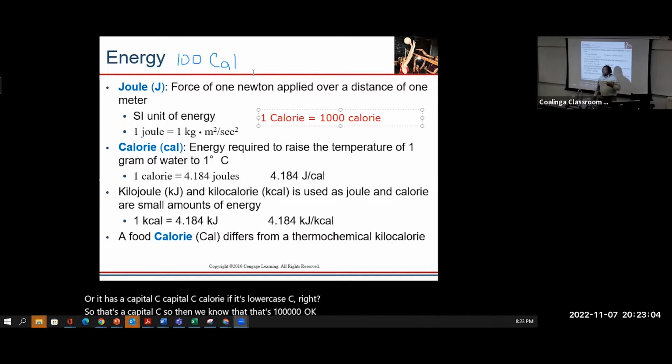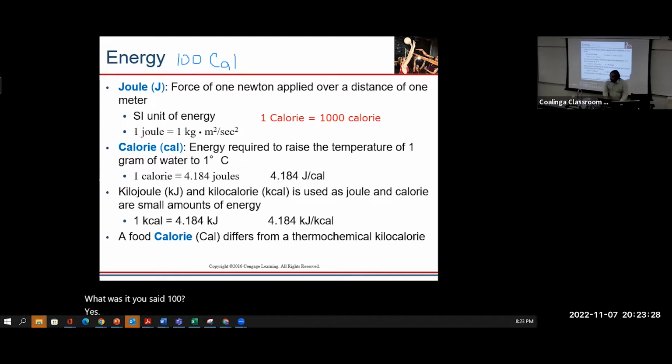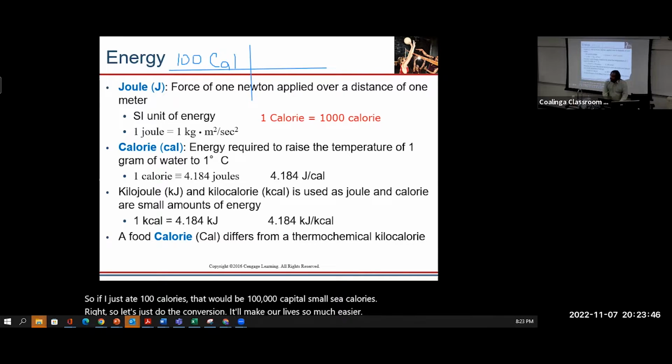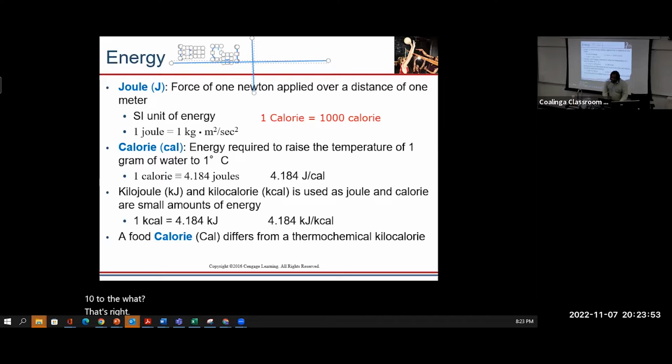If I just ate 100,000 calories, how many joules was that? If I just ate 100 calories, that would be 100,000 small c calories. So let's just do the conversion. We'll make our life simple. 4.1 times 10 to the 1. That's right. That is correct.